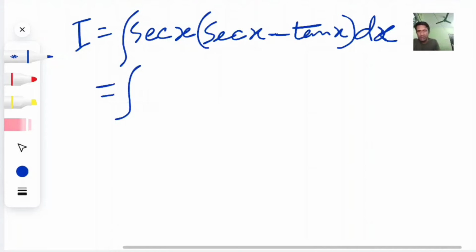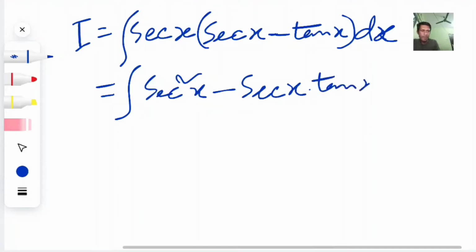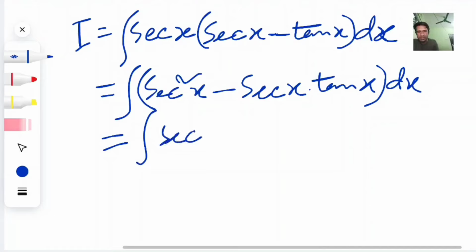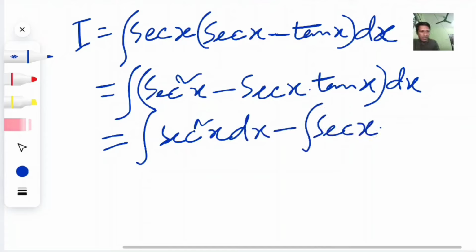Equals integration of (sec square x minus sec x into tan x) dx. Integration sec square x dx minus integration sec x tan x dx.